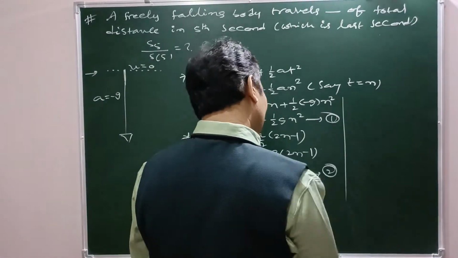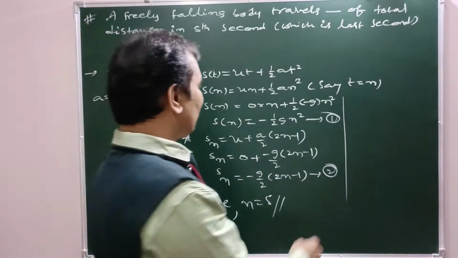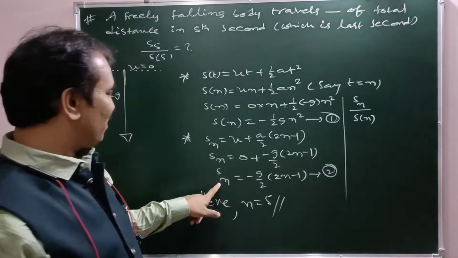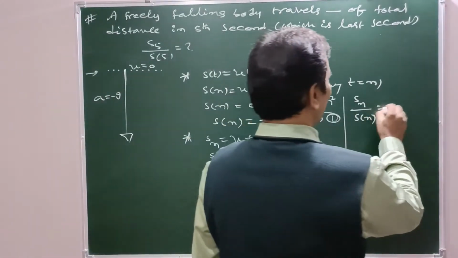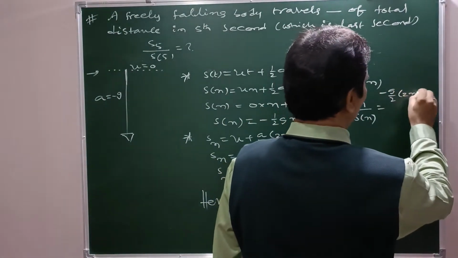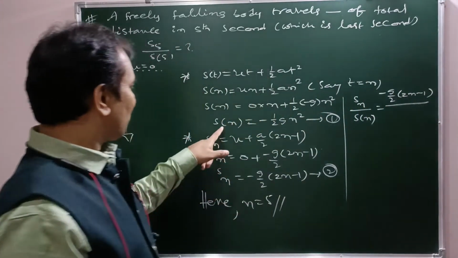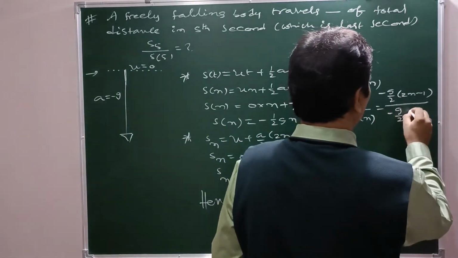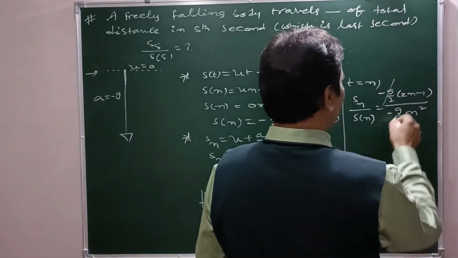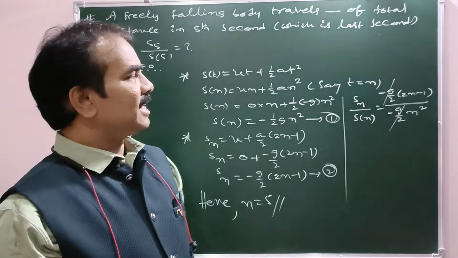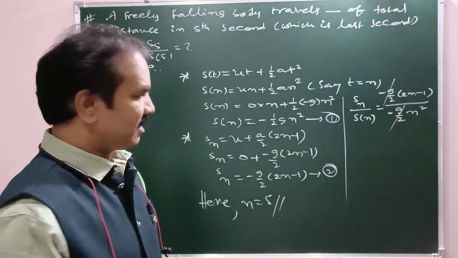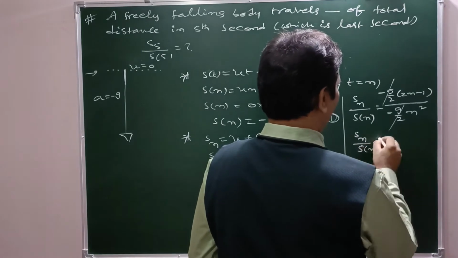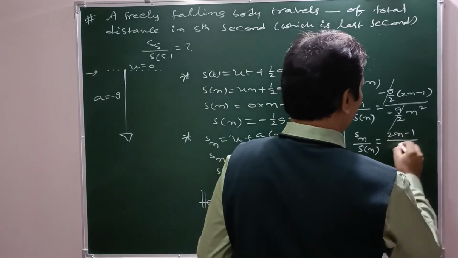S_5 by S of 5, that is, we know that S_n by S of n equal to: S_n means minus g by 2 into (2n minus 1), divided by S of n equal to minus g by 2 into n square. So minus g by 2 cancel with each other. We are left with S_n by S of n equal to (2n minus 1) by n square.